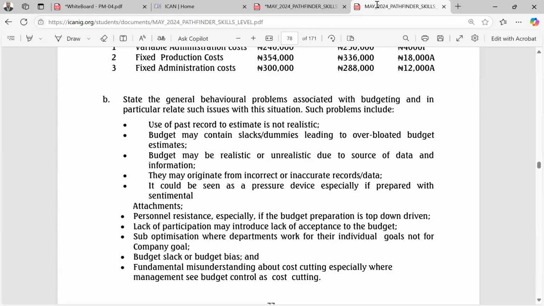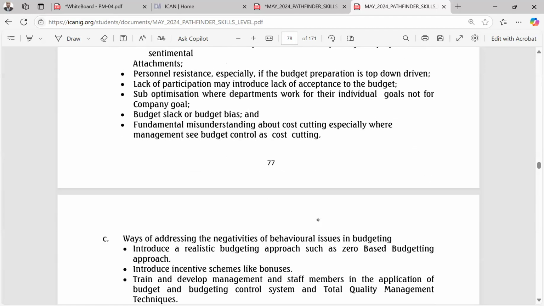So when they say departments work for their individual goals and not for the company, there will be a problem because your budget will be saying something else that is not in favorable terms with your own personal goals, and you will not be able to like it and you will want to work against it. Budget slack or budget bias is there. Fundamental misunderstanding about costing, especially where management see budget control as cost cutting. You want to cut down your costs, and you may want to use the budget to cut it down.